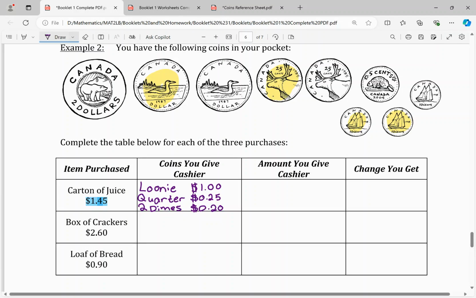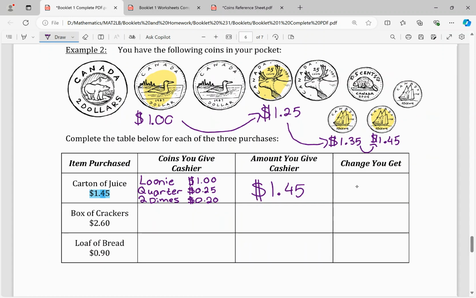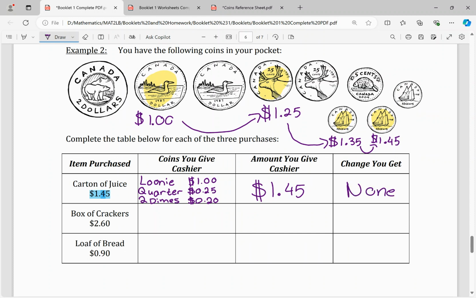A loonie is $1 plus a quarter. Let me write this out as I'm saying it. A loonie is $1 plus a quarter gives me $1.25 plus a dime gives me $1.35, and plus another dime gives me $1.45. So I gave the cashier exactly $1.45, which means they don't have to worry about giving me any change back. Because I paid them the exact amount, I get no change.